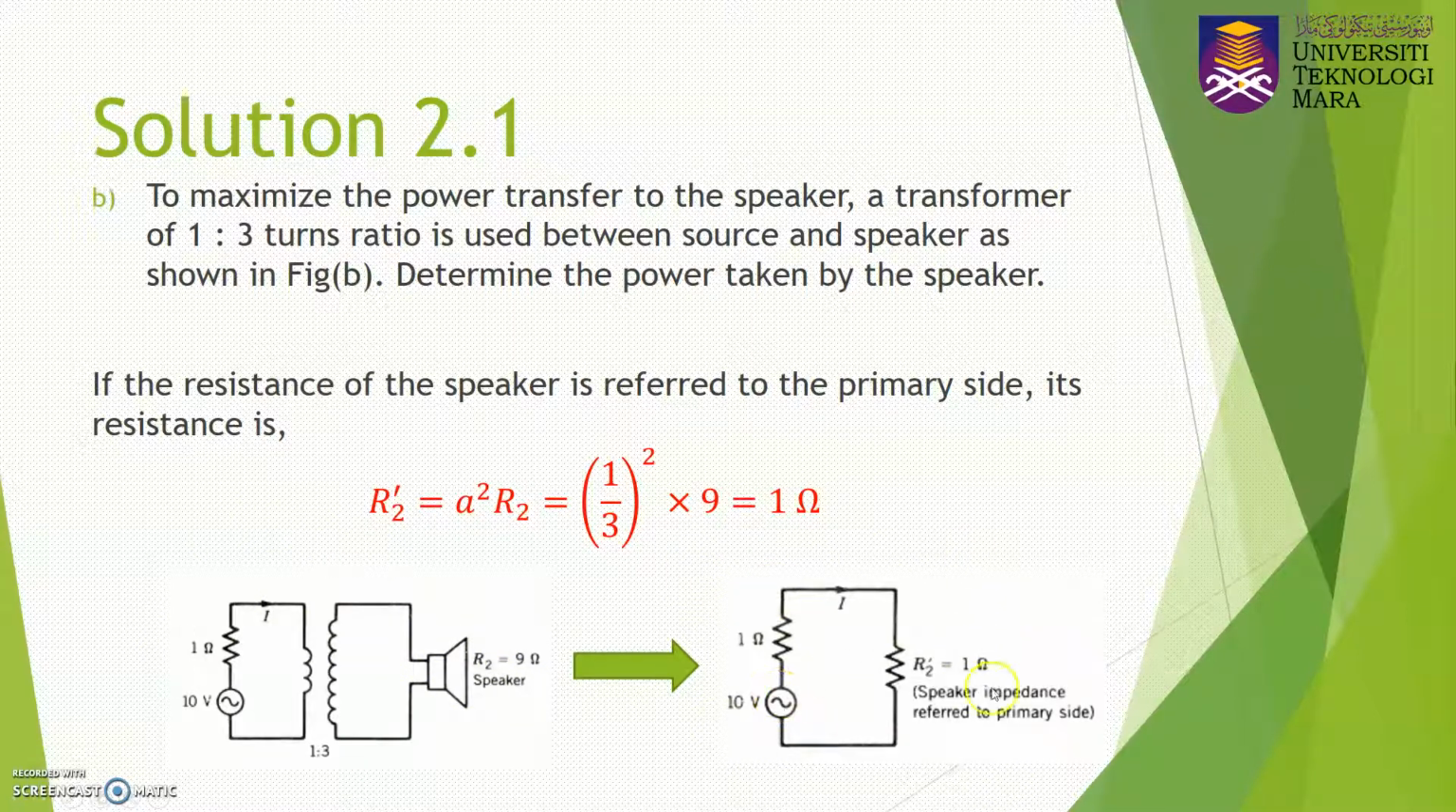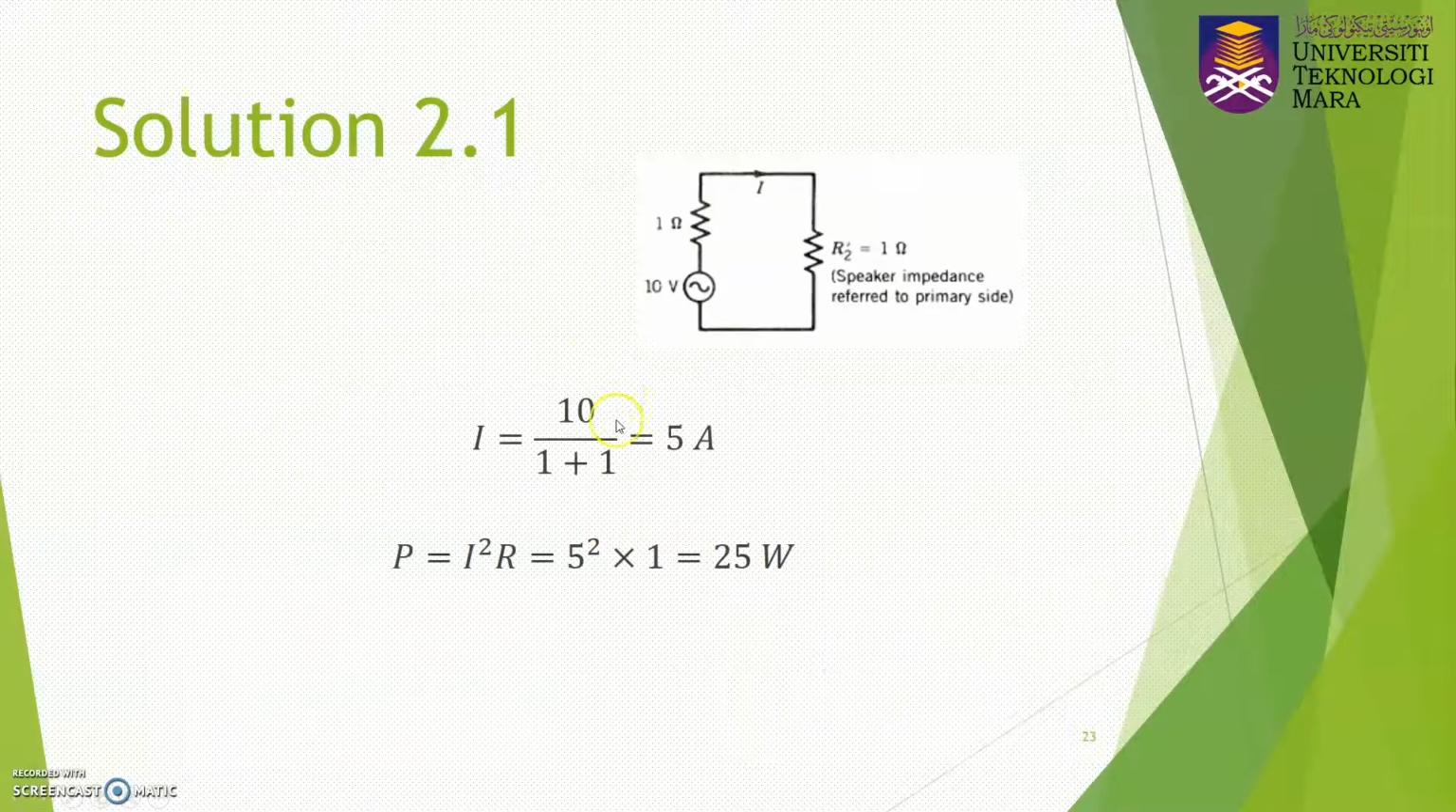Based on this, you can calculate the power. The new I will be equal to 10 divided by 1 plus 1, so equal to 5 ampere. And then finally, P equal to I squared R. I is 5, so 5 squared multiplied by R. The speaker is 1 ohm now. So 5 squared multiplied by 1 equal to 25 watt.